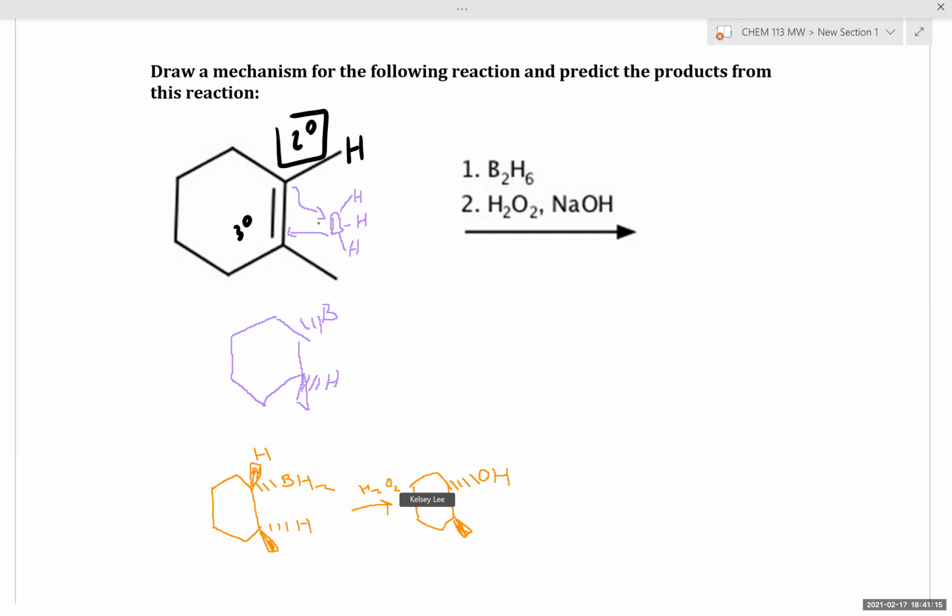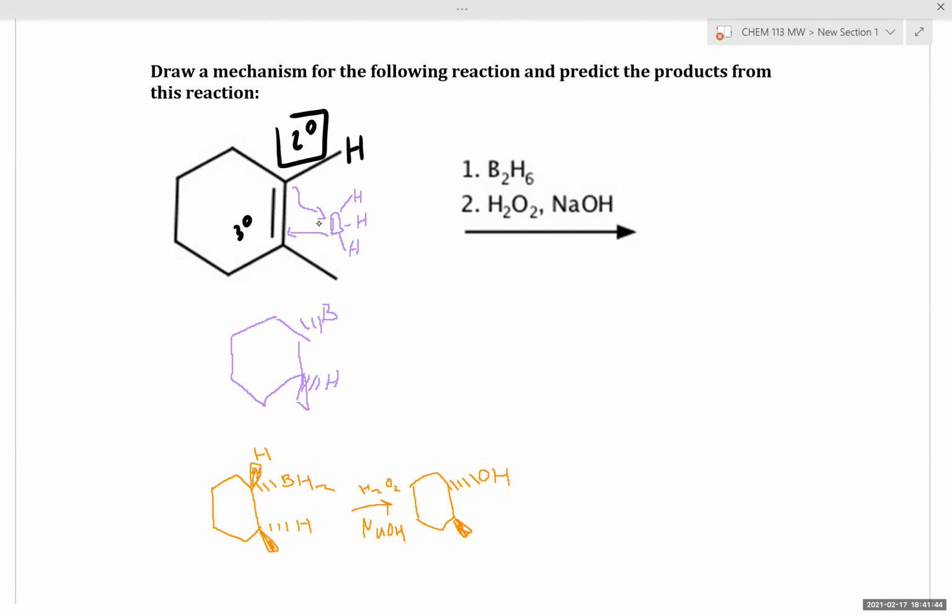So these student responses look good so far, and we now have the correct regioselectivity, which all of the responses got perfectly. And we're noting the stereoselectivity. It's a syn addition, where boron and hydrogen are installed on the same face. And then after the oxidation step, you get your alcohol. Perfect. So these student responses look great.